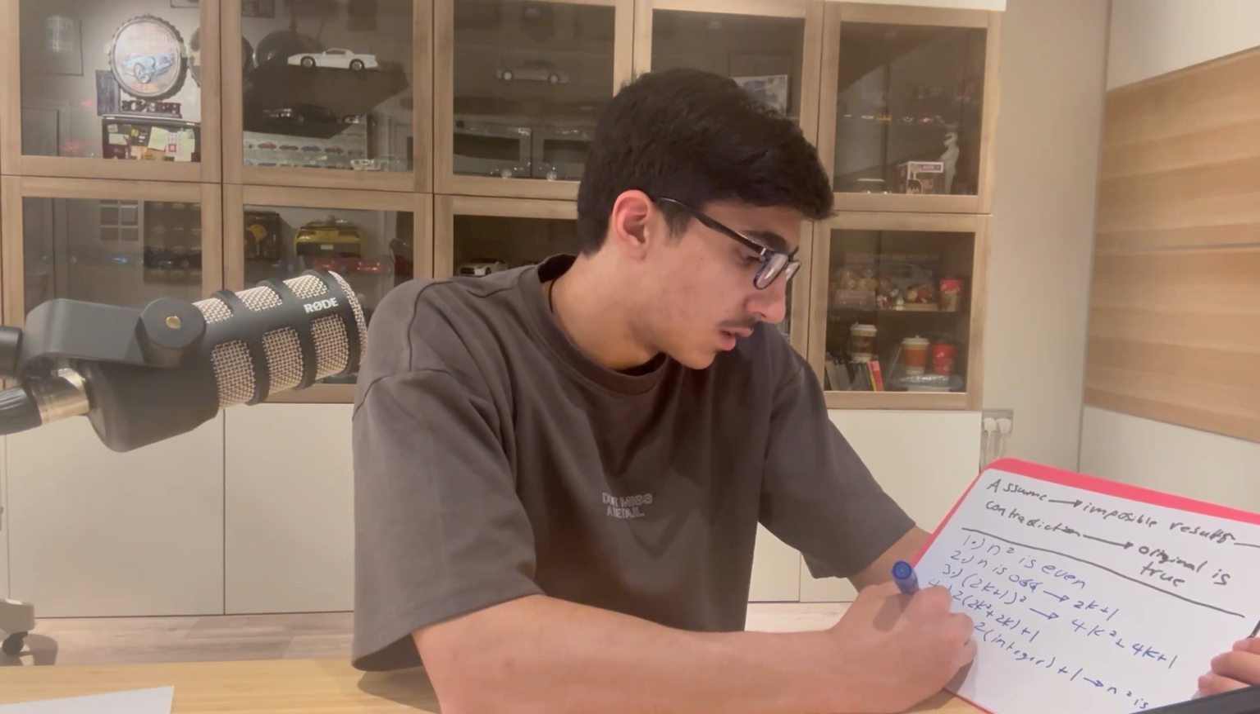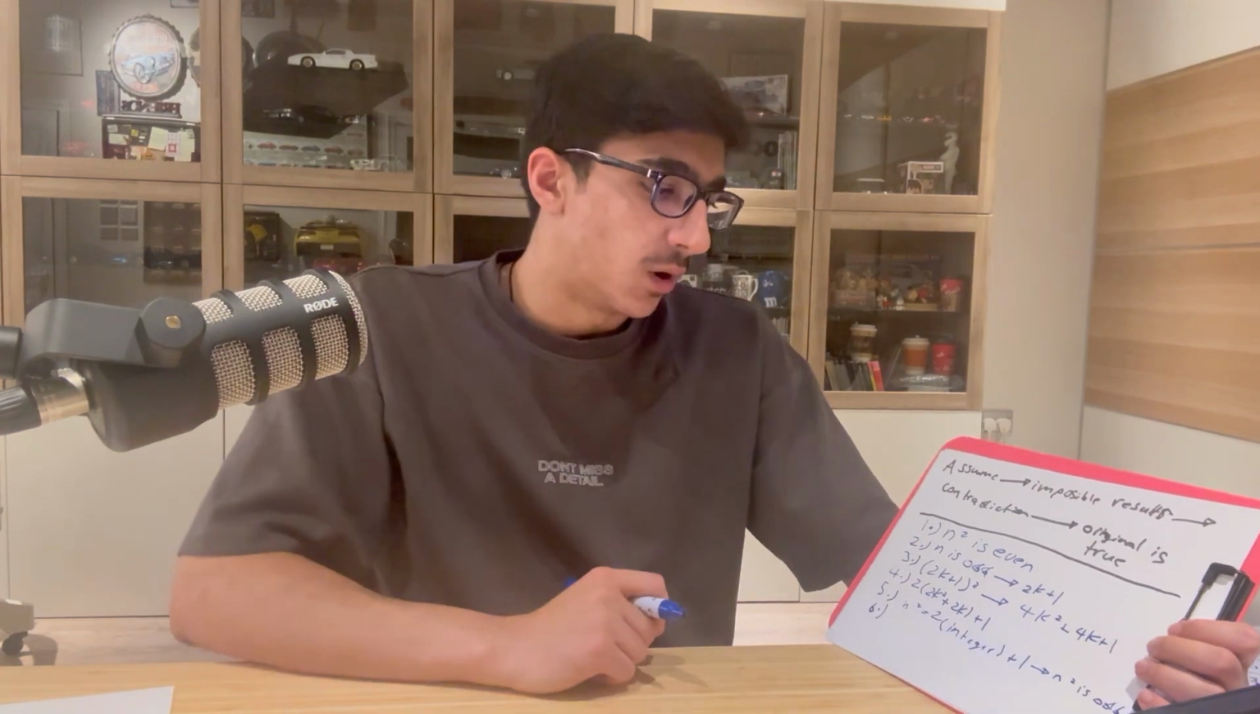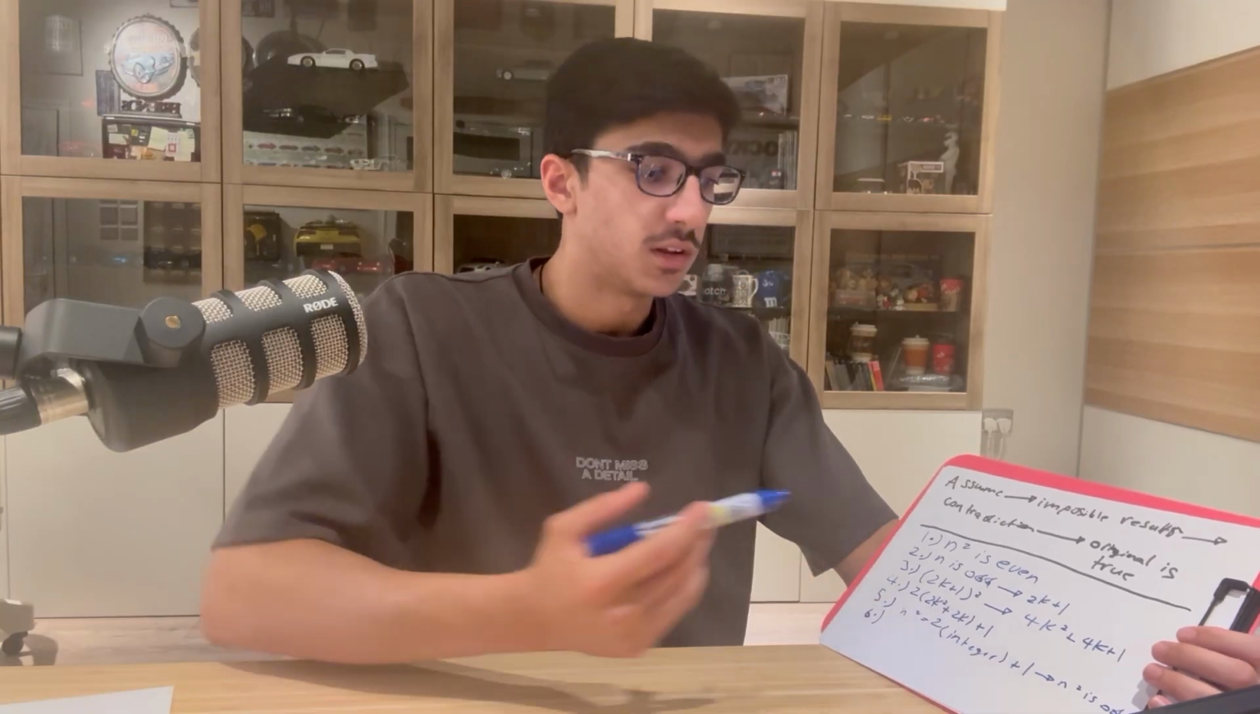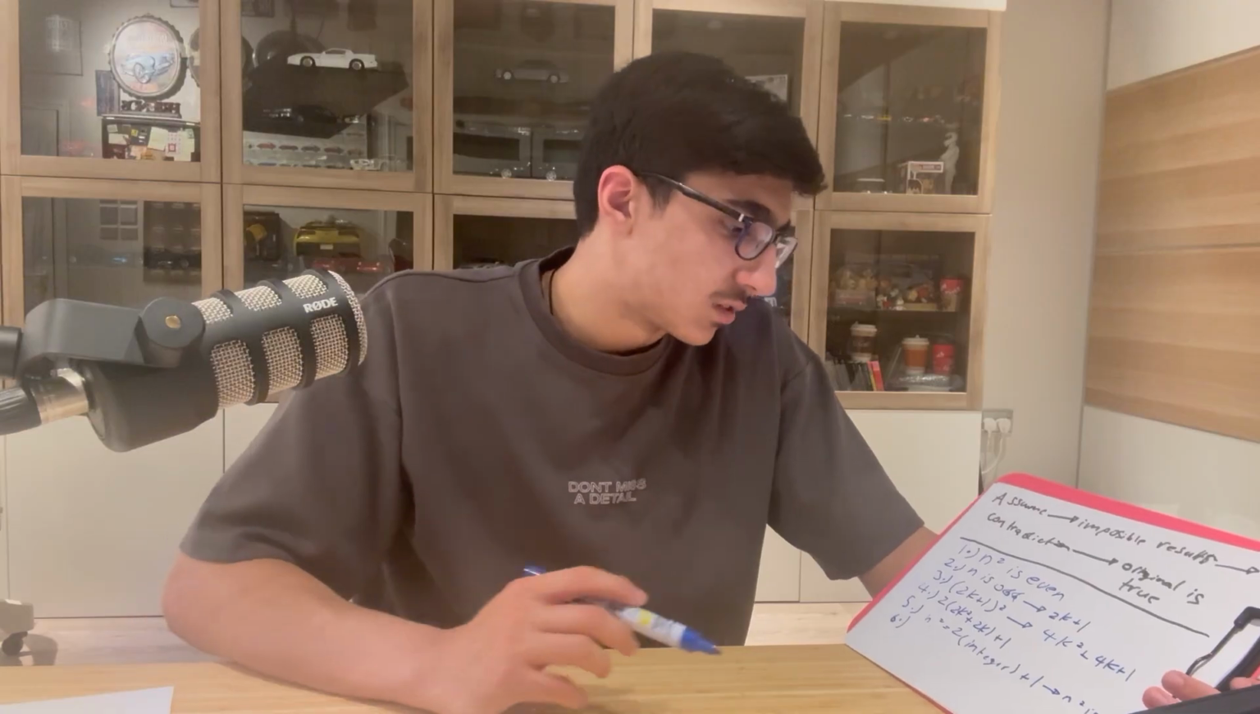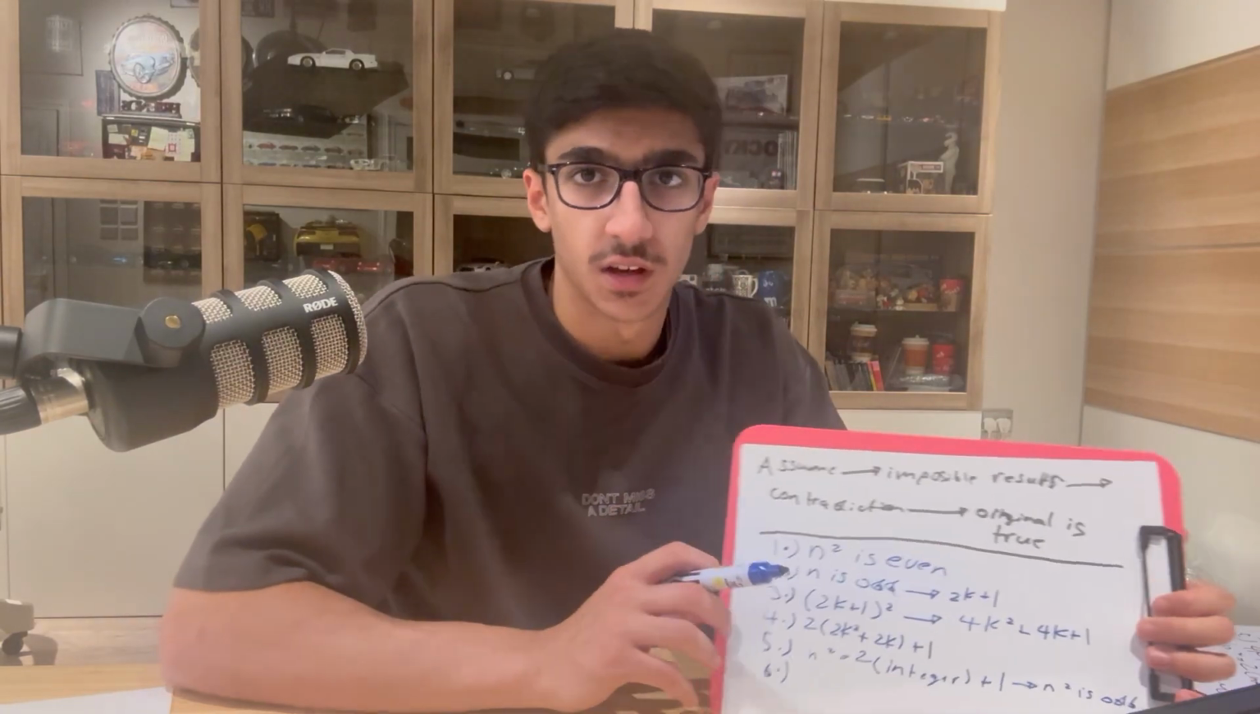But wait, we started by assuming that n to the power of 2 is even. How is it odd? Now we've shown it's odd. That's a contradiction. Okay, so basically number 6 is that this is a contradiction. Why? Because at the start we said that n to the power of 2 is even, but after we went through this process, we found out that 2 times (integer) plus 1 means n to the power of 2 is odd. So this is the contradiction.